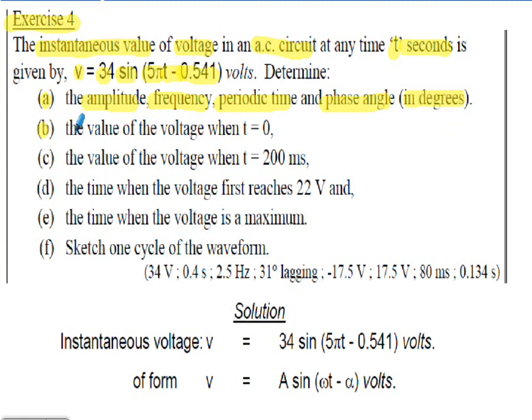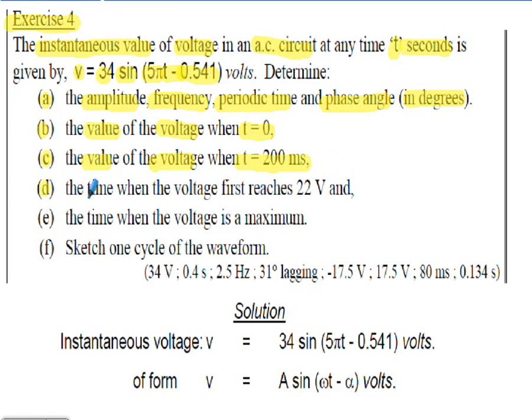Part B, we're asked to find the value of the voltage when t is equal to 0. That's a direct solution there. We just put the value of t into the equation as given to find little v. Part C, the value of the voltage when t is equal to 200 milliseconds. And again, as for part B, we just put the value of 200 milliseconds into the equation. But of course, we must put it in terms of seconds, not milliseconds.